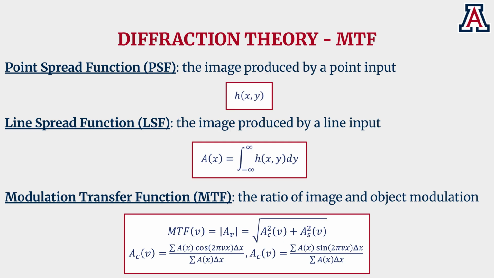The line spread function, or LSF, describes how a line is imaged. Since a line is a collection of point sources, the LSF is the sum or integral of the corresponding PSFs. Finally, the modulation transfer function, or MTF, describes how image contrast varies with spatial frequency. Often in line pairs per millimeter, it is the normalized magnitude of the Fourier transform of the LSF, where AC and AS are the real and imaginary components.